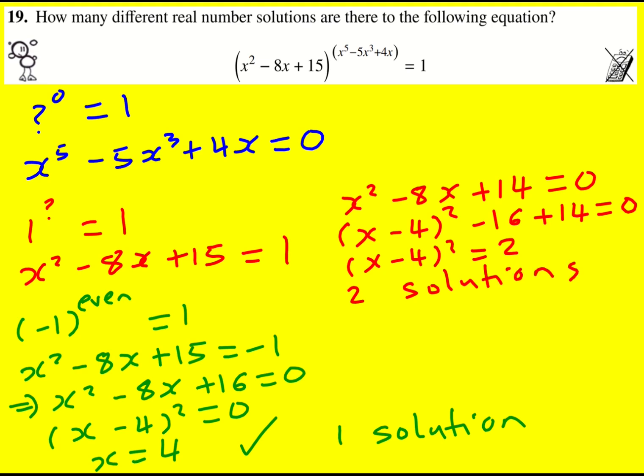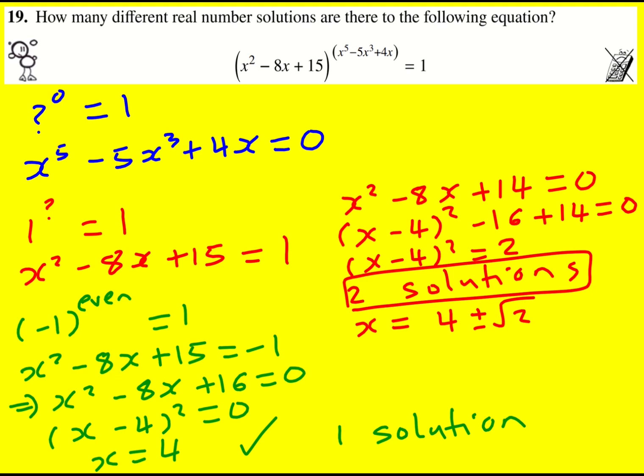I suppose we need to check that they're not the same as some of the other ones. So maybe I should find them. It's going to be x minus 4 is going to be plus or minus the square root of 2, and I can add 4 to it. So I'm going to get these two. Two distinct solutions, and then another one here. Right, that just leaves us with this quintic.